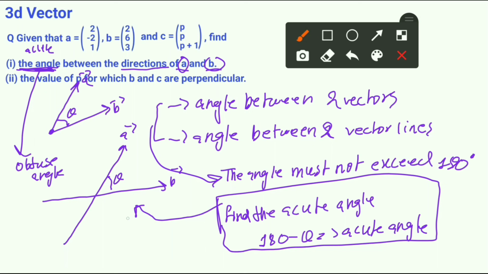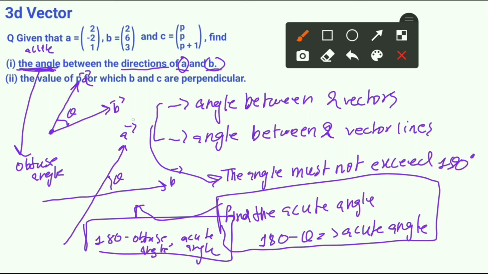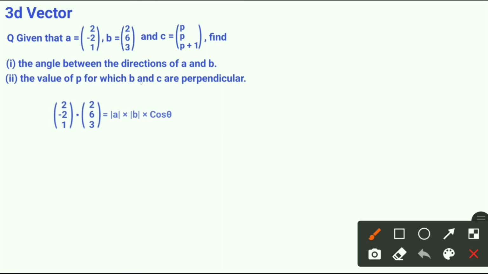But if you have been asked to find the acute angle between the direction a and b, then what you will do is subtract: 180 minus the obtuse angle to find the acute angle. That's it. This is what I really wanted to tell you, the difference between two vectors and two vector lines. As for two vectors, if you have been asked to find the angle between two vectors, then simply go with it. But always remember that the angle must not exceed 180 degrees. Okay, so let's begin. Right now in front of you, let's suppose that it's all about two vector lines.